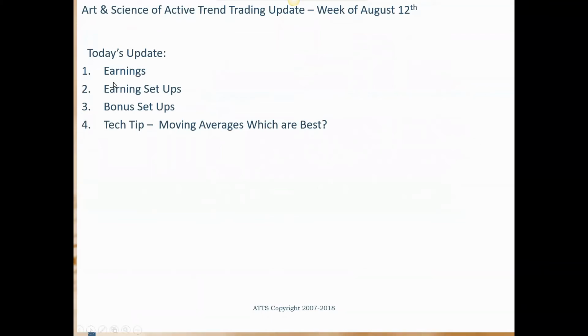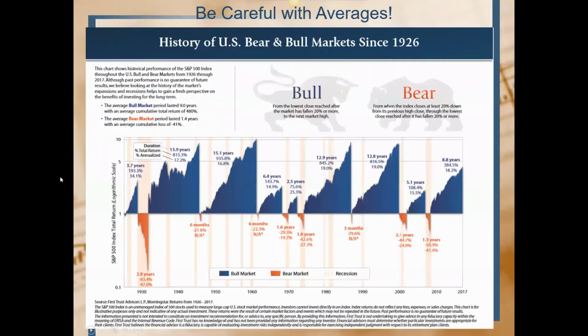So see if we have any earnings situations setting up, which we didn't really. We had some good earnings plays this week on BABA and a couple of others. If there are any bonus setups, we'll take a look at gold this afternoon. And then our tech tip today is moving averages. Which moving average is the best? We'll cover that really briefly.